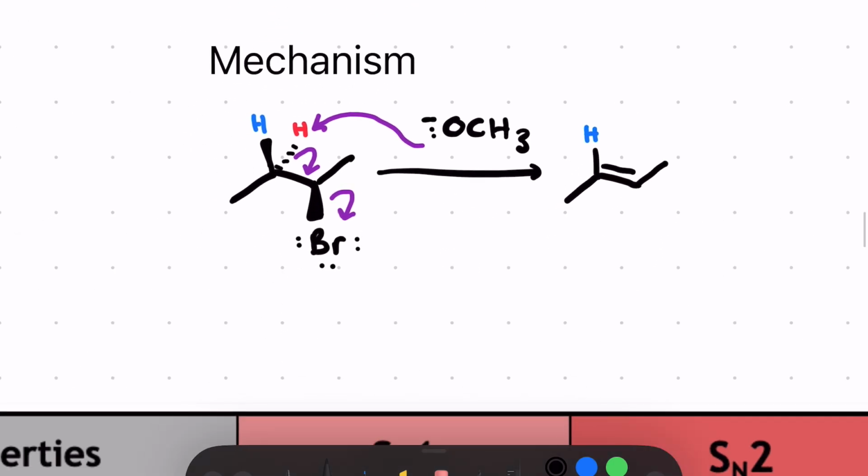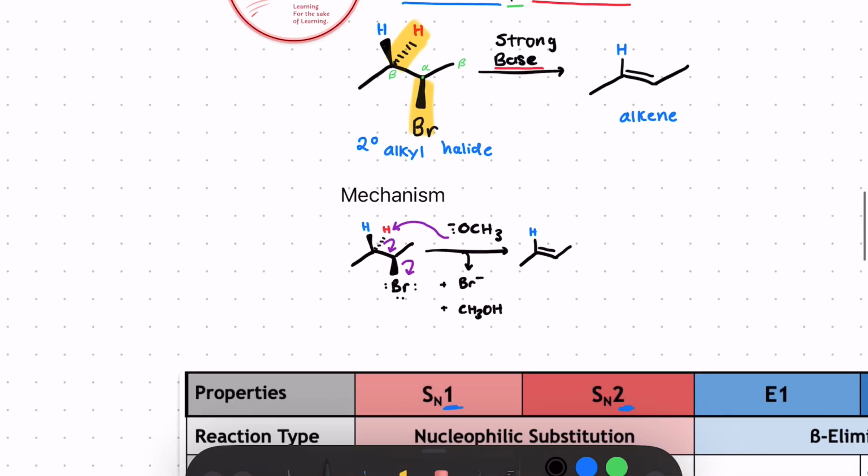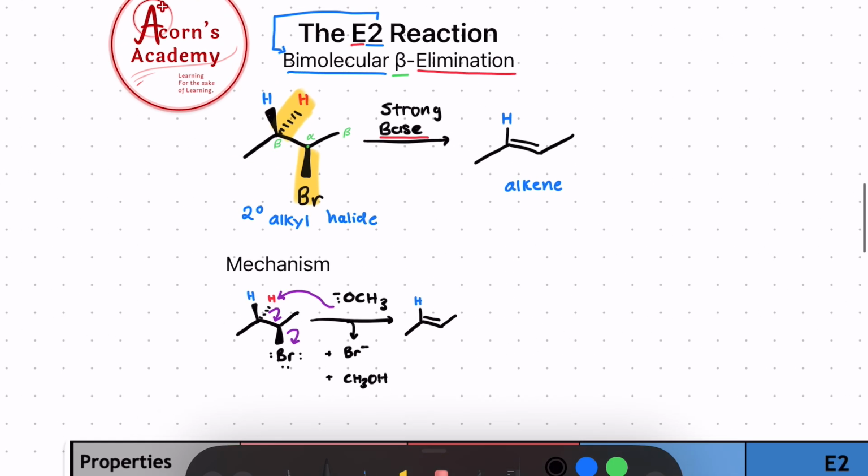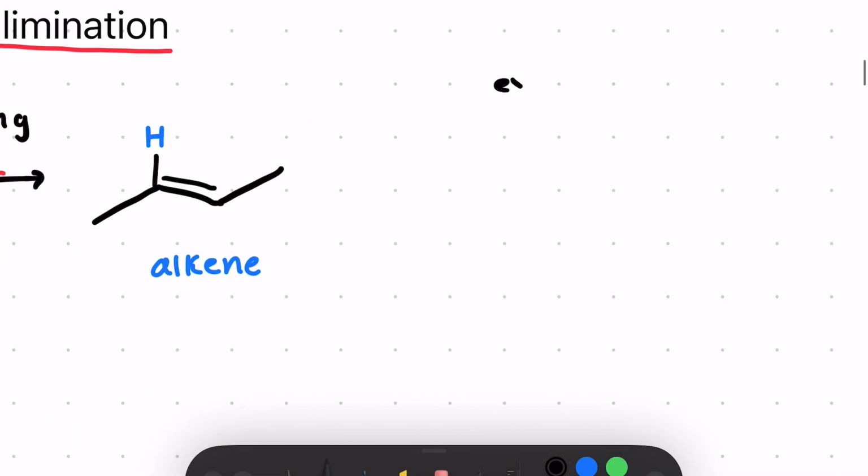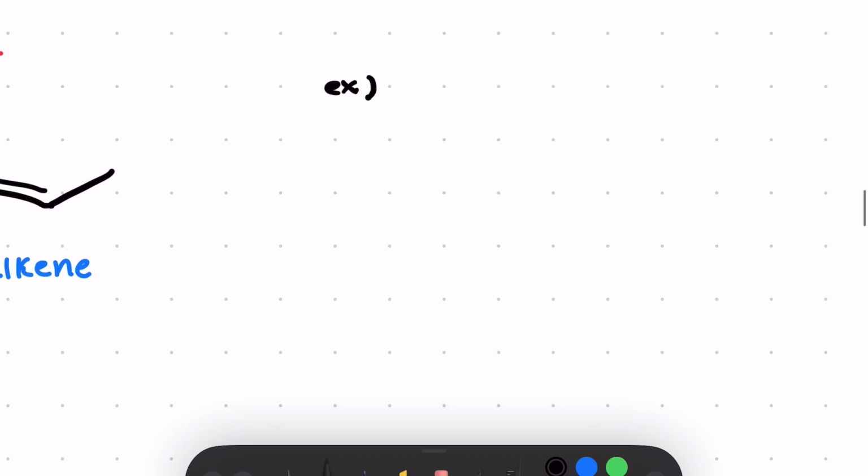And I guess I'll write out some side products here. One side product we get is this Br minus, and then the other side product we get is methanol, CH3OH. Okay, so now I'm going to write another example here, because this is something we have to talk about as well.